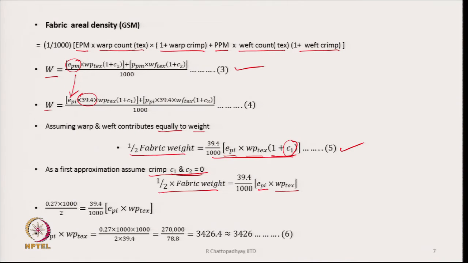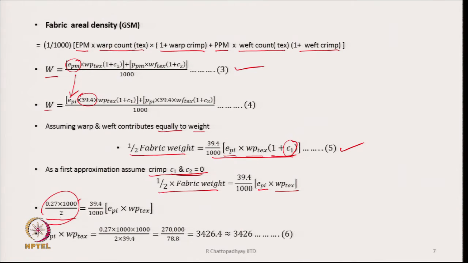So, there was the first assumption which was the translation efficiency. Now, this is the second assumption, that is crimp is 0, and let us find out what sort of values we get. Now, if we have this, then we can write the fabric weight which was given 0.27 kg per meter square. So, we will convert it into gram and then divide by 2, this is the weight contributed by the warp yarns, and hence we write this equation.